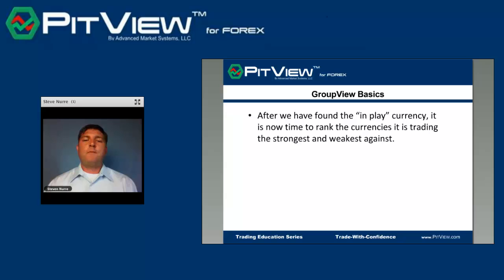To understand Group View, this is just the second step of our process, and you're going to find it's a very simple next step. After we have found the in-play currency, the individual currency that's showing a lot of strength or a lot of weakness versus other pairs, it's time to take a closer look and rank that individual currency to see how it's trading in all the pairs that we look at. So we're going to rank it from strongest to weakest against all the other pairs.